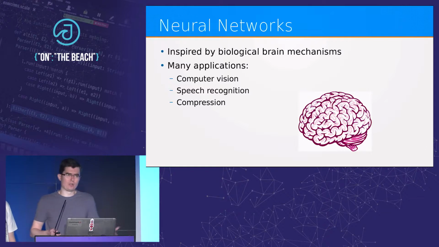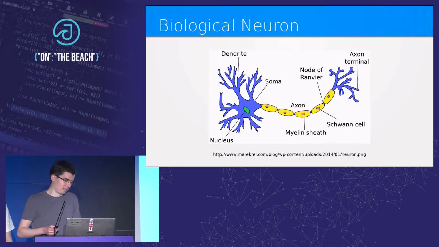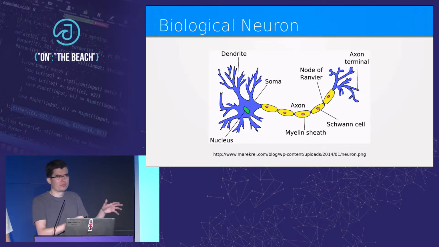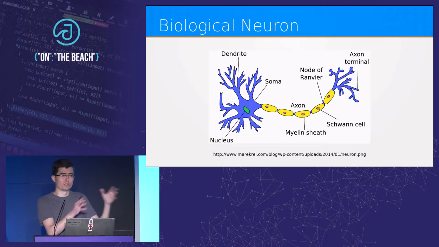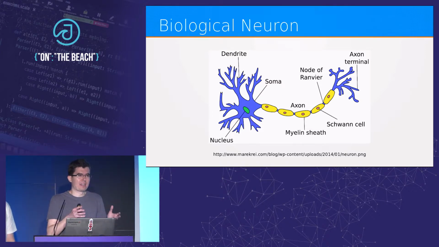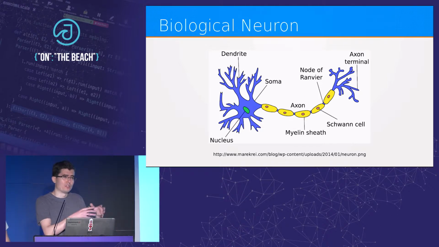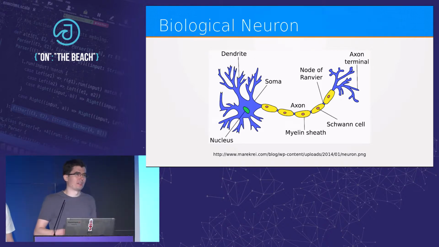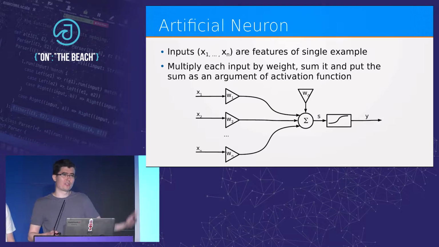So let's have a look at a biological neuron. In a very simplistic view, electric signals from different neurons go through dendrites to our neuron cell. Then these signals are summed up. If they are bigger than a given threshold, our neuron cell produces its own signal, which goes through the axon. And that's how neurons affect each other. This intuition was used to model the artificial neuron.